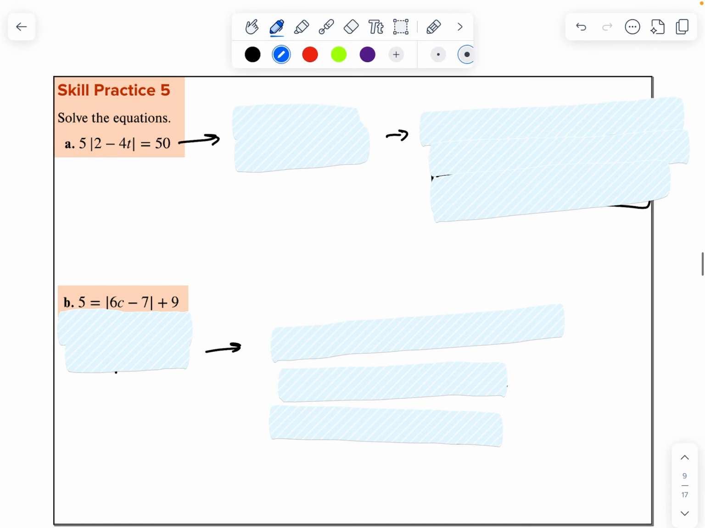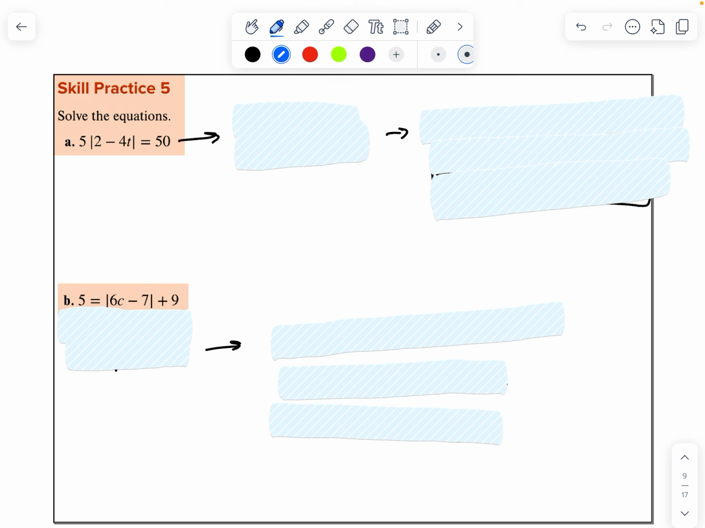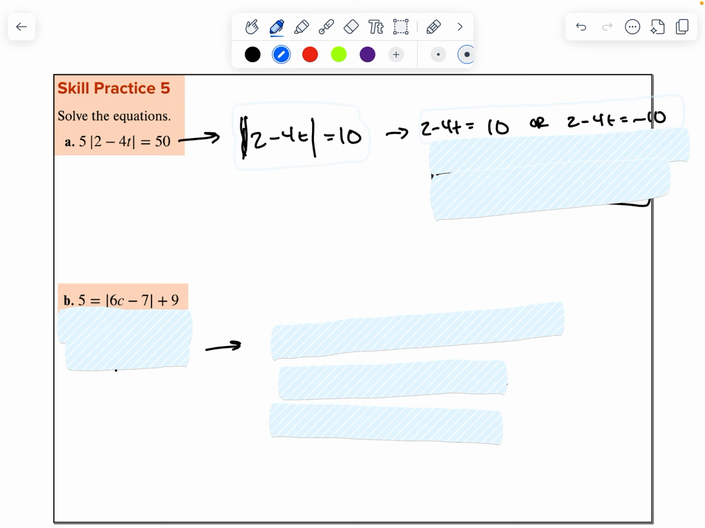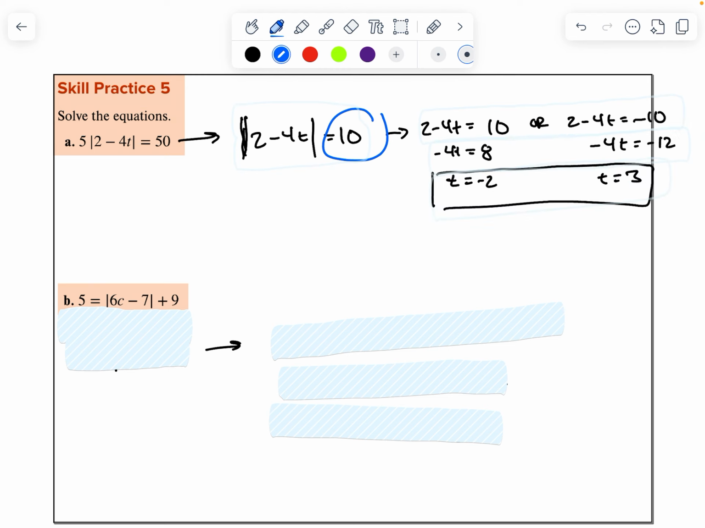All right, here are some more practices. Again, I would suggest pausing this, trying to work through on your own. On this first one, the first thing we're going to do is divide by the 5. Then we're going to break it into two equations. Again, the only thing we're changing is what's outside. Once we break it into two equations, we can solve each and have two solutions. You'll want to check those solutions.